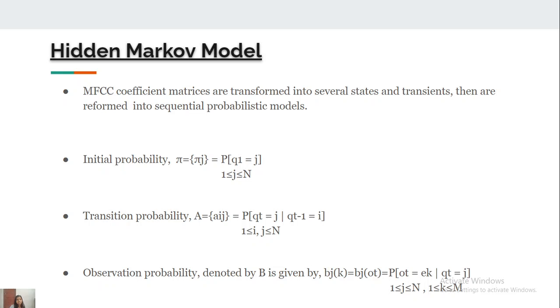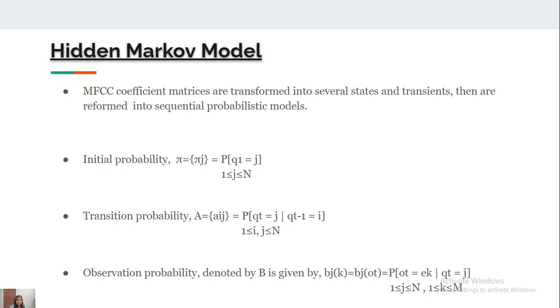In this method, speech is split into smaller audible entities, and these entities represent a state in Markov model. Now, according to the probabilities of transition, there exists a transition from one state to another. Now let's see the steps. The MFCC coefficient matrices are transformed into several states and transients. Then they are reformed into sequential probabilistic models.